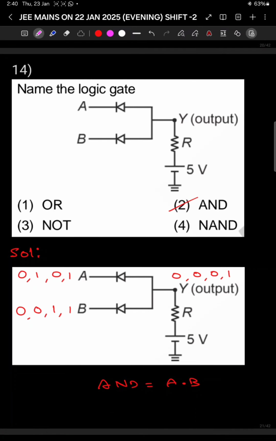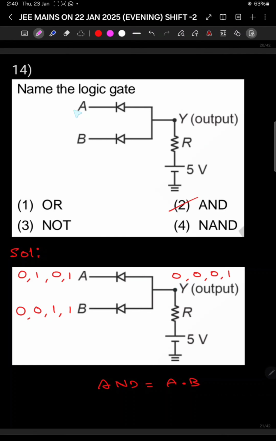Next question. This question belongs to logic gates and semiconductor devices. Here, when A is 0 volts and B is 0 volts, current flows from high voltage to low voltage. So these two diodes are forward biased. These two act like a wire, then it should be the same potential. Y also will be 0 volts.